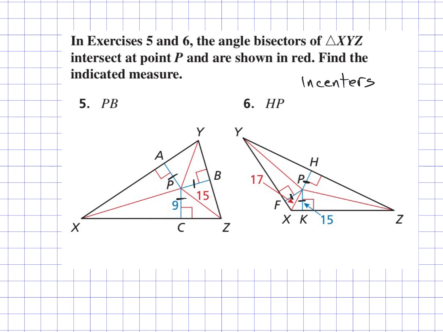But again, they make right triangles. You can always use Pythagorean theorem to figure out certain things. Okay, now they're also angle bisectors. That's what an incenter is. So we know these 2 angles, those 2 angles are the same, and these 2 angles are the same.